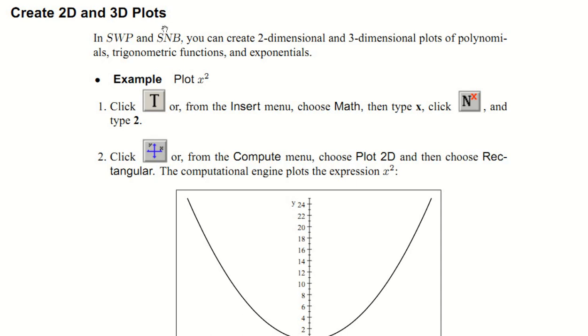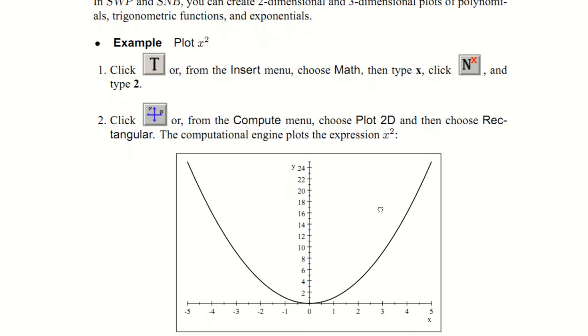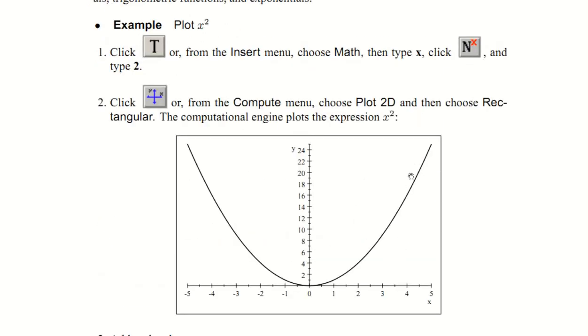To create 2D and 3D plots, we have to use the plot command from the compute menu. For example, we want to plot x square. We should type x square and then click on this button from the compute menu. To plot x square, we type x square in Scientific Workplace and then click on this button, or from the compute menu we choose plot 2D and then choose rectangular. The computational engine plots the expression x square as given in this figure.